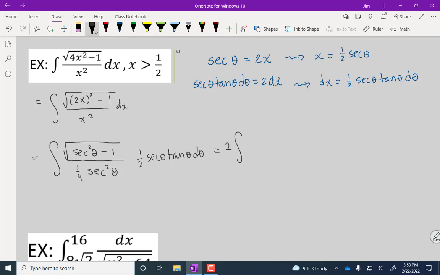Okay, so secant squared minus 1 is tangent squared. This numerator becomes tangent right there. So this all becomes tangent. Square root of tan squared is tangent. We have another tangent over here that's going to jump on top of that tangent. So we have tangent squared. So we have a tangent from the square root. We have a tangent there. And then doesn't one of the secants in the denominator cancel? So we end up with that. So that is how it all simplifies down.